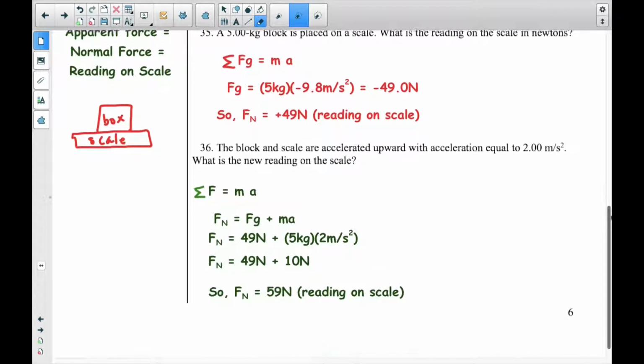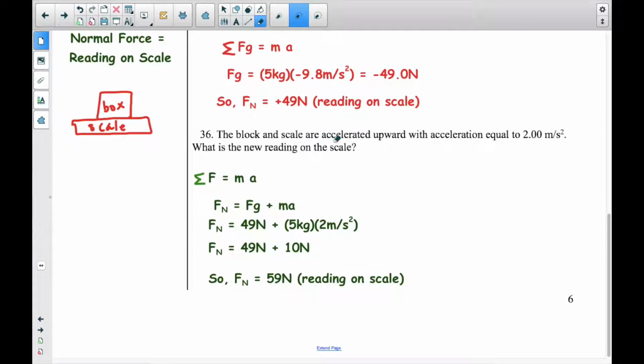All right, well, what happens if we take that block and scale and we start moving them? We accelerate them upward. For instance, maybe you're standing on an elevator and the elevator goes up. And I think you know when that elevator goes up, you feel different. You feel a little bit heavier. So we're going to investigate that a little bit. So if this is going up, the whole system is moving up, what is the new reading on the scale?